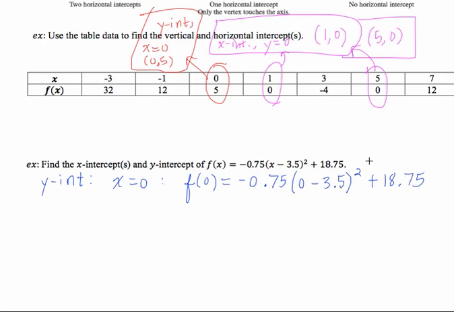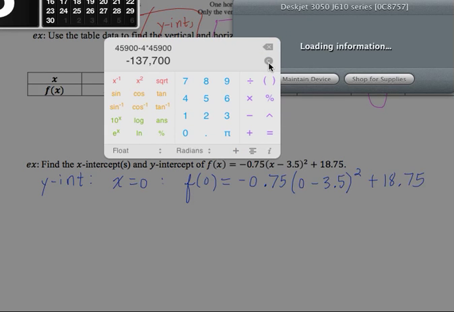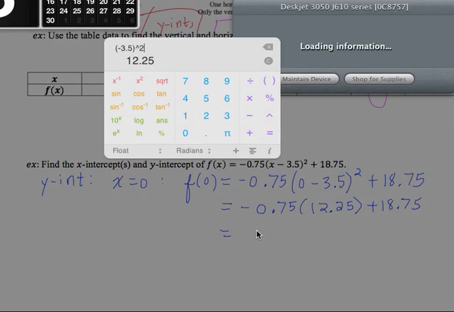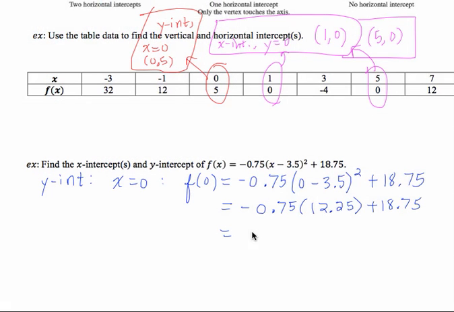So negative 3.5 squared, let's start with that, is 12.25. I'm going to take it one step at a time here, so I'm going to write that down. 12.25. And then the rest of it I think we can do in one step. So we're going to multiply that times negative 0.75 and then add 18.75 and we get 9.5625. So a little bit between 9 and 10, about halfway. So that is the y-intercept.